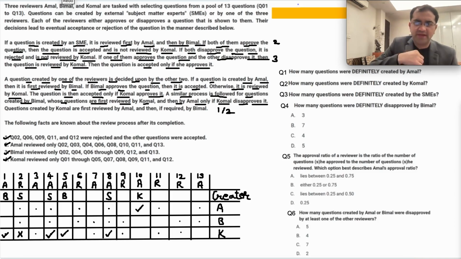Let's come to question 3. Question 3, 2 people have seen it and the question got accepted. So obviously B saw it, it went to K, who disapproved of it, that is why it went to A, and A approved of it, because overall the question got accepted.